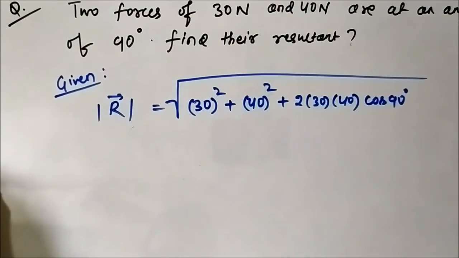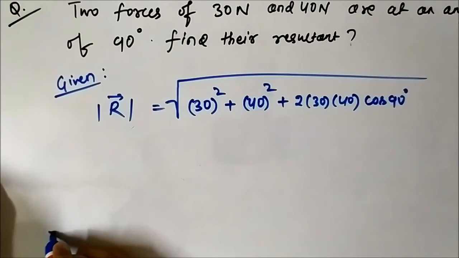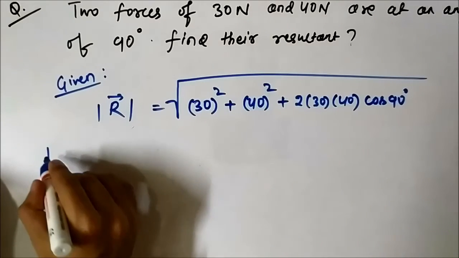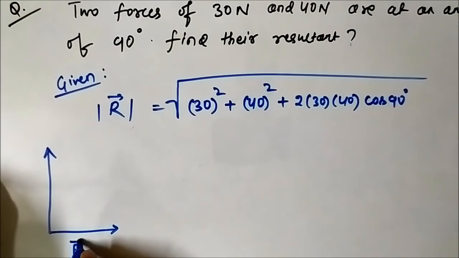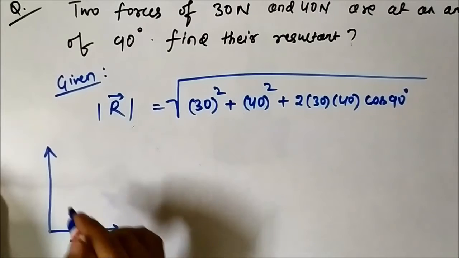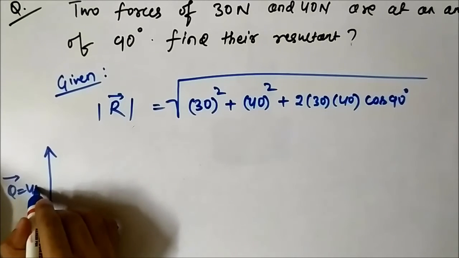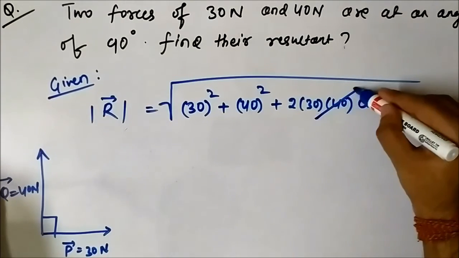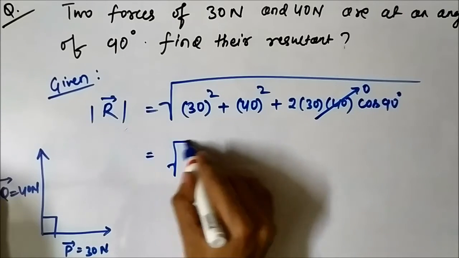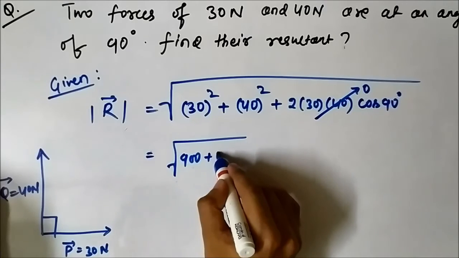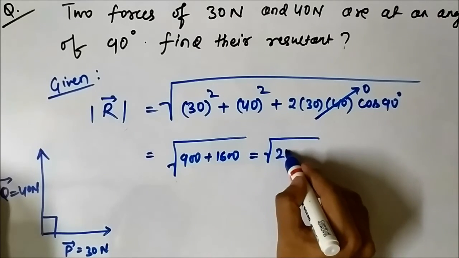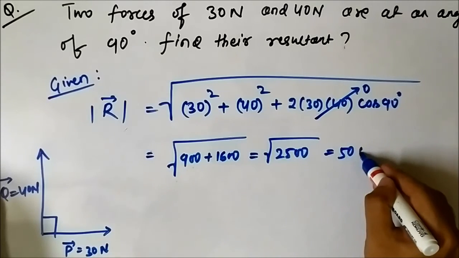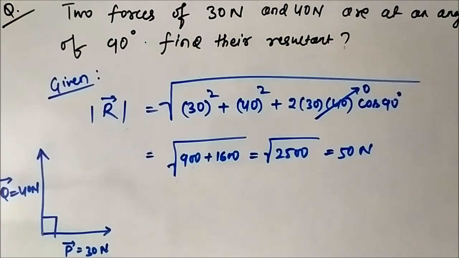So basically the question becomes like this: P vector is 30 Newton, Q vector is 40 Newton, at right angles. Now cos 90 is 0, so this term will become 0. This will be the root of 900 plus 1600, which is equal to the root of 2500, which is equal to 50 Newton. So this is the magnitude of the resultant.